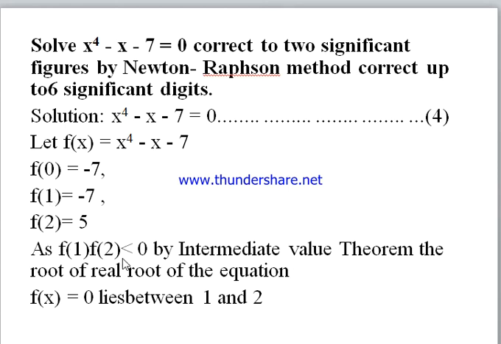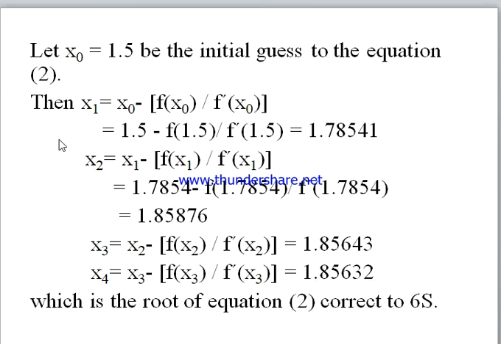Also f of 1 into f of 2 is less than 0. By the intermediate value theorem, the root is between 1 and 2. Going to the approximations, 1 plus 2 by 2 is 1.5, so the initial guess is 1.5. Then the Newton-Raphson formula: x n plus 1 is equal to x n minus f of x n by f dash of x n. For n equal to 0, x1 is equal to x naught minus f of x naught by f dash of x naught, and here x naught is 1.5. Substitute: 1.5 minus f of 1.5 by f dash of 1.5.